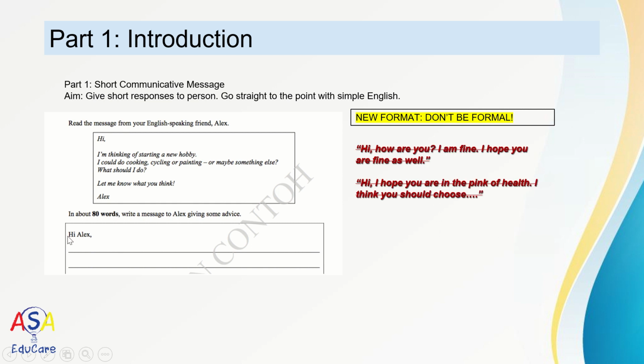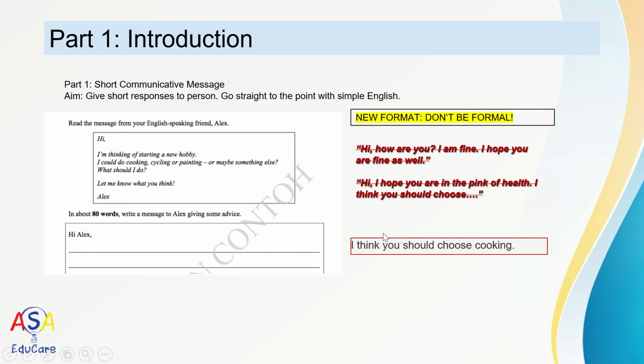Since they already write hi Alex, just write what you want to choose. So the first part is I'm thinking of starting a new hobby. So you can just say I think you should choose cooking. Okay. 听是想, should 是应该, choose 是选择. So I think you should choose cooking.